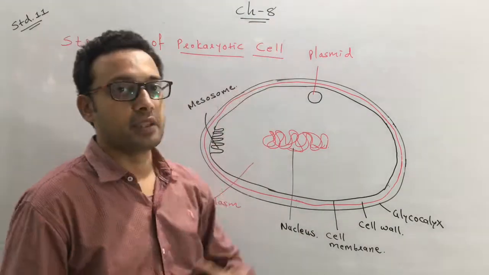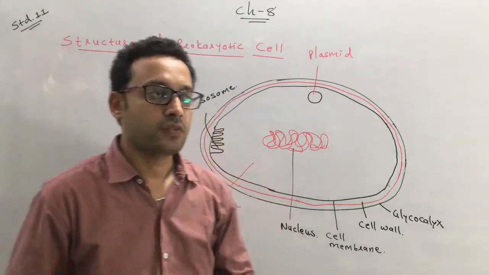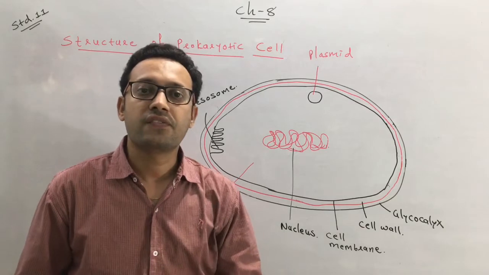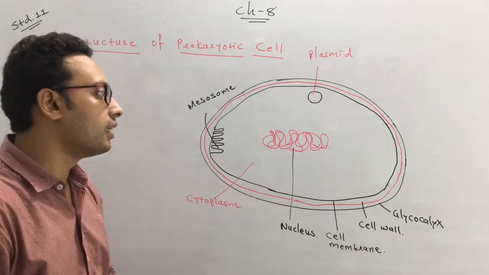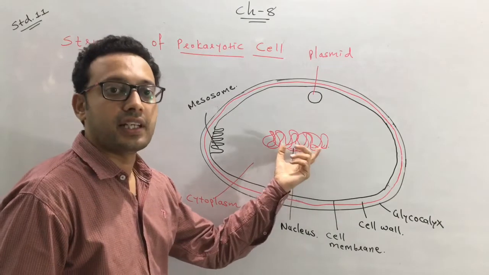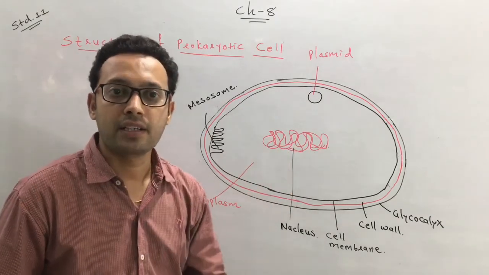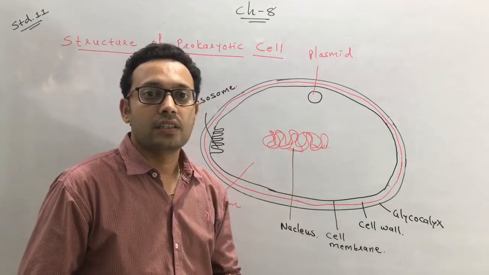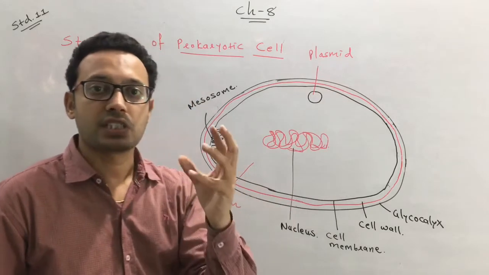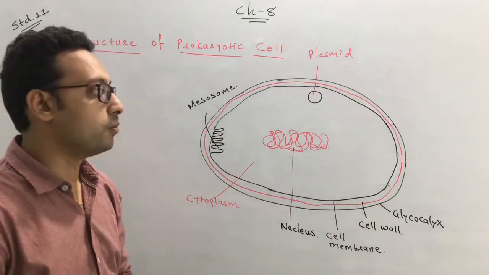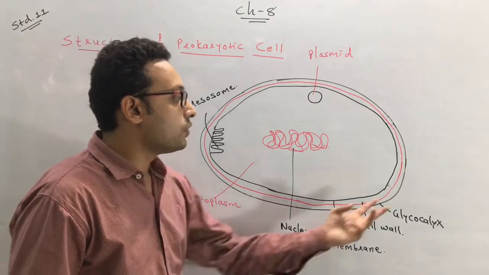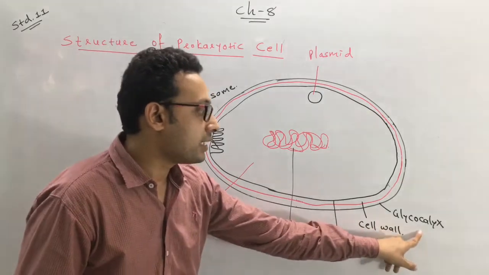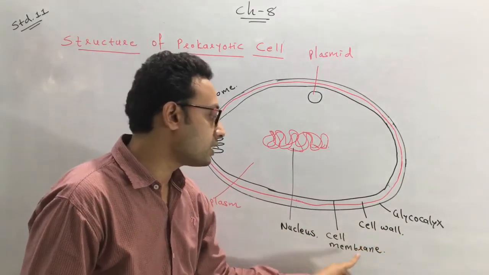We were discussing chapter number 8, and in the previous session we discussed the structure of the prokaryotic cell. We discussed a few components present in a prokaryotic cell, like the nucleus that contains genomic DNA and is not covered by a nuclear membrane. It also contains extra DNA called a plasmid, a small circular DNA outside the genomic DNA. It also contains three layers that form an envelope. The outermost is glycocalyx, the middle is cell wall, and the innermost is cell membrane.